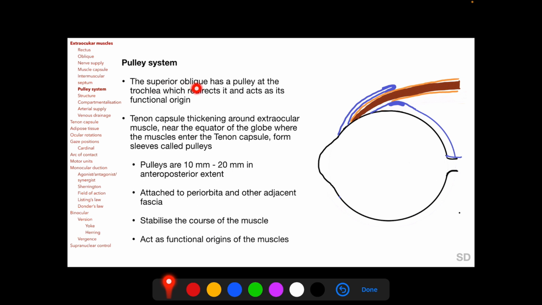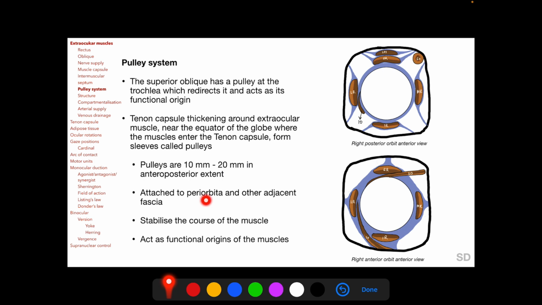The superior oblique has a pulley at the trochlea which redirects it and acts as its functional origin, as we have already mentioned. Where the extraocular muscle enters the Tenon's capsule near the equator of the globe, the Tenon's capsule is thickened into sleeves around these extraocular muscles, and these sleeves are called pulleys. The pulleys are 10 to 20 mm in anteroposterior extent and are attached to the periorbita and other connective tissues adjacent to the muscle. They stabilize the course of the muscle and act as functional origins of the muscle.